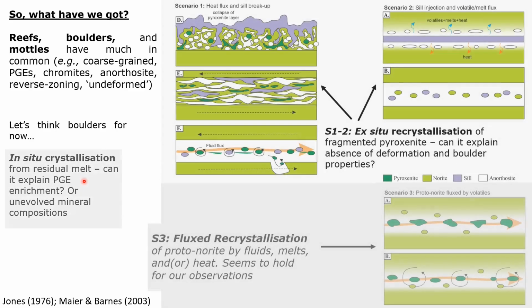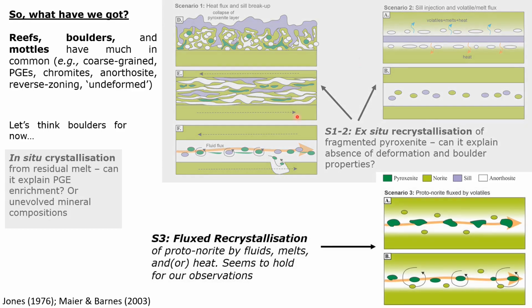Secondly are models of ex situ fragmentation, whereby we've had the breakup or intrusion of a PGE-rich pyroxenite layer that was subsequently reworked to form the boulders. Now, without a stage of recrystallization in the presence of heat and/or volatiles, such a model can't really account for the reverse-zoned plagioclase, absence of deformation, or the presence of chromitite. And it doesn't really explain the right way up nature of the boulders that we always see.